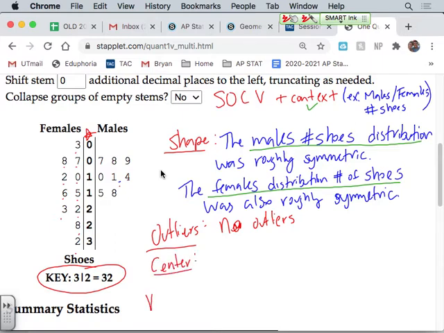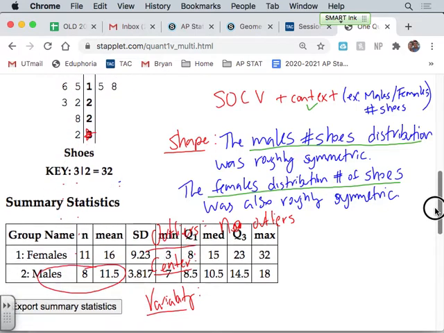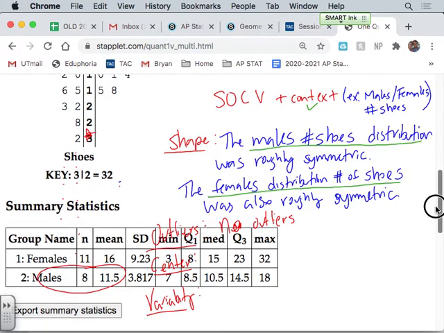And then we also need variability. So we haven't quite talked as much about these. So the center, actually, the really nice thing about this Statplet, I scoot down and through my writing, it says the mean of the females, the mean of the males, the median. It gives me everything I need.